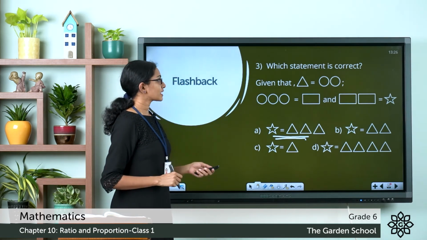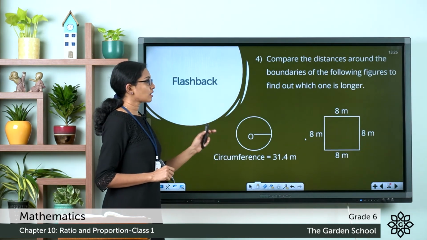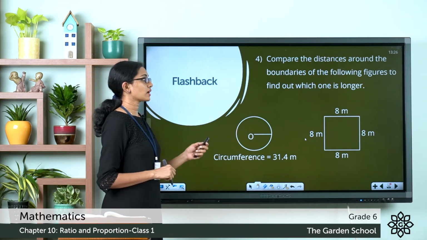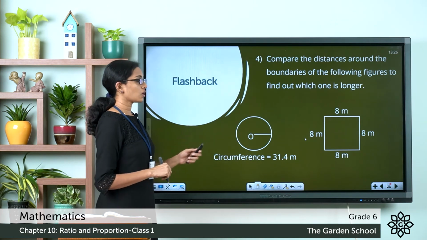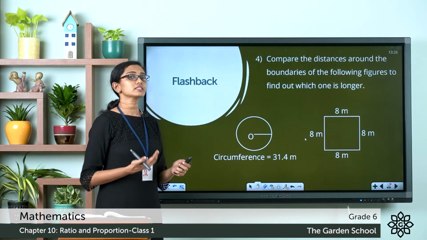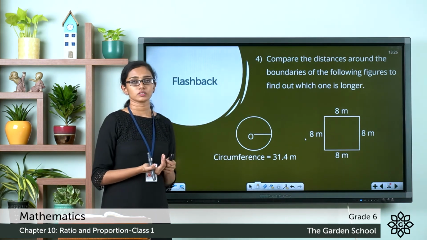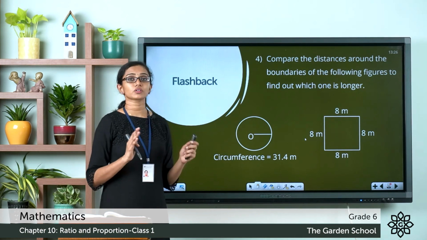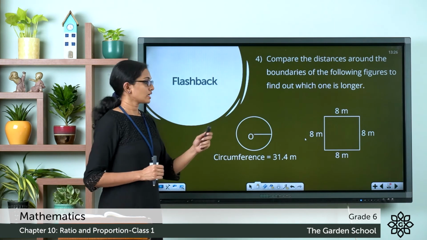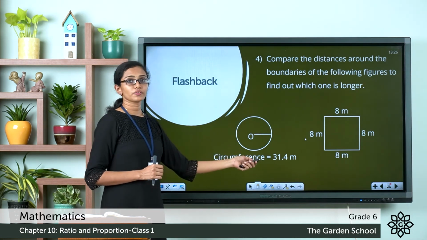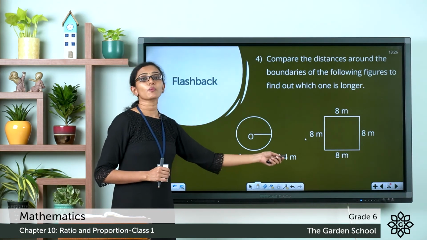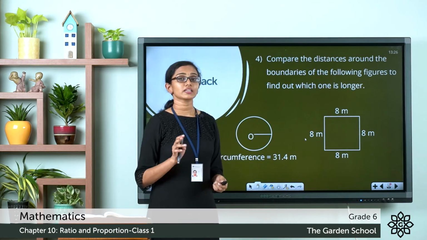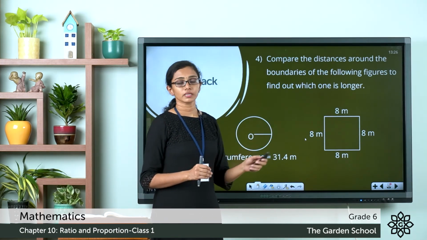Now let's have a look at the next question. It says, compare the distances around the boundaries of the following figures to find out which one is longer. So what is the distance around the boundary called? It is called the perimeter, and in the case of a circle, it's called the circumference. Here you are given the circumference of a circle as 31.4 meter. Now the next figure is that of a square, and it has sides of 8 meter.